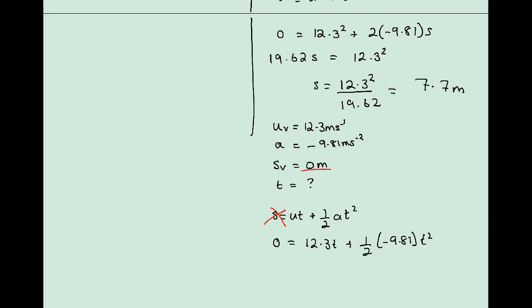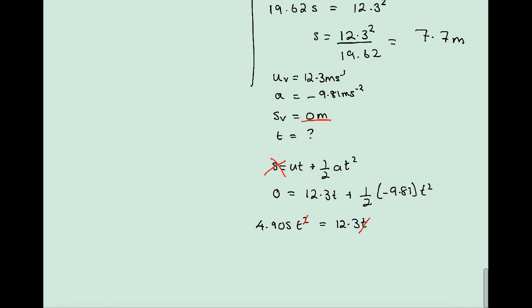Rearrange this, and we've got 4.905 t squared equals 12.3 t. And as before, because we have a t squared on one side and a t on the other, we can lose that t and we can lose one of those, which makes it then easier to deal with. So now we have left t equals 12.3 over 4.905, which gives us a final answer of 2.5 seconds.